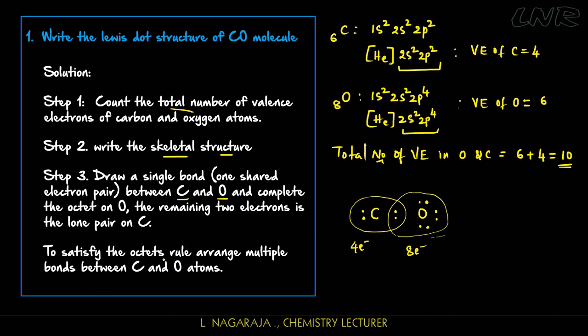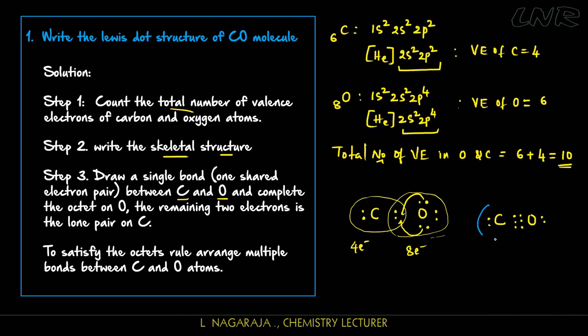To satisfy the octet rule, arrange multiple bonds between the carbon and oxygen. That is, multiple bonds are to be used. So one pair is shifted, that is 2, 4, 6, and one more pair of electrons is shifted between the carbon and oxygen. So totally it has 3 pairs of electrons between the carbon and oxygen, right? And this oxygen contains one more pair, and this carbon also contains one more pair. So totally all the atoms get 8 electrons.